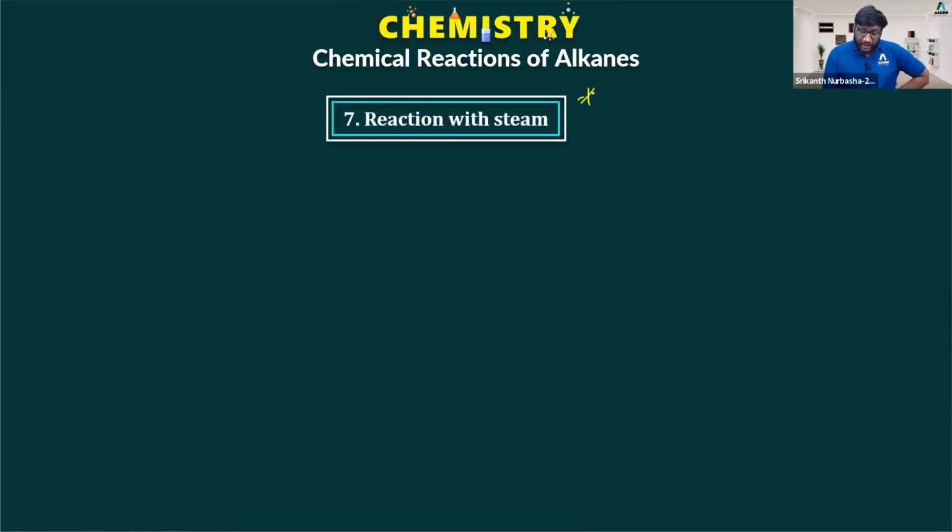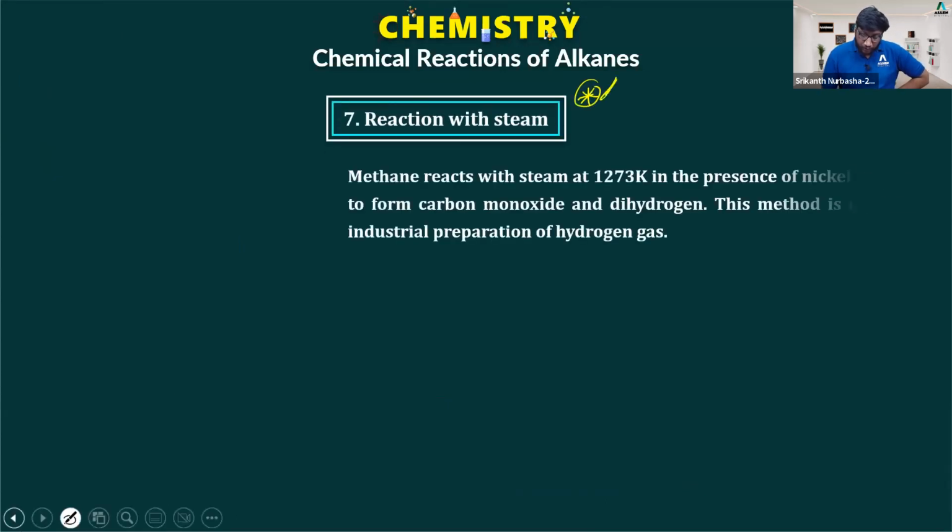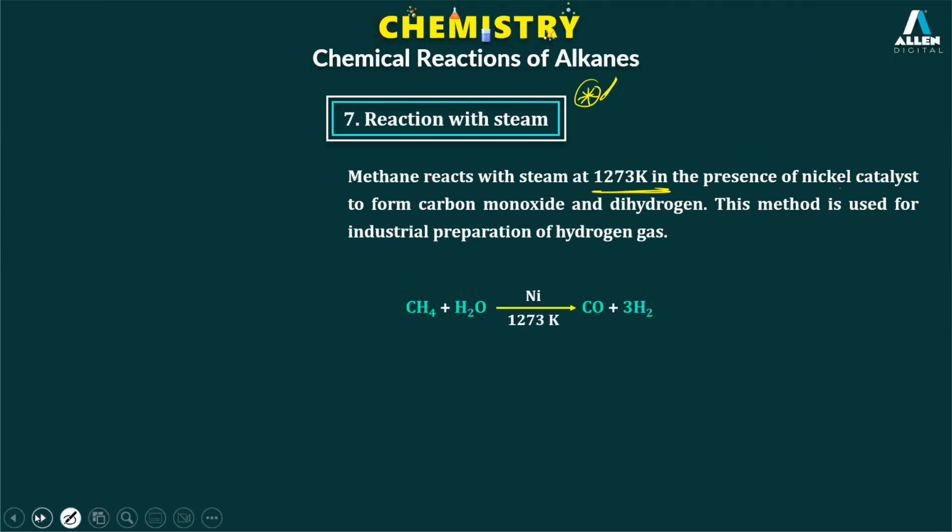And the last type of reaction is reaction with steam. If you take methane, methane reacts with steam at 1273 Kelvin. You have to remember the condition: in the presence of a nickel catalyst to form carbon monoxide and dihydrogen. This method is used for the industrial preparation of hydrogen gas. What is this reaction also called? Syngas reaction. Yes or no?